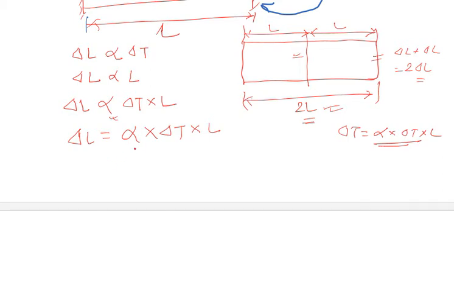And this constant, alpha, is known as the coefficient of linear expansion. Correct? This is the coefficient of linear expansion.